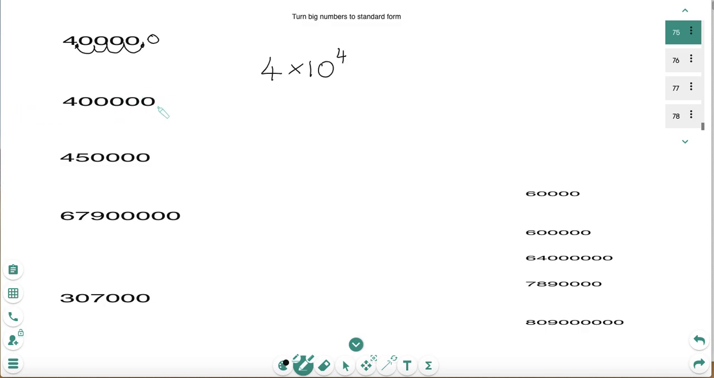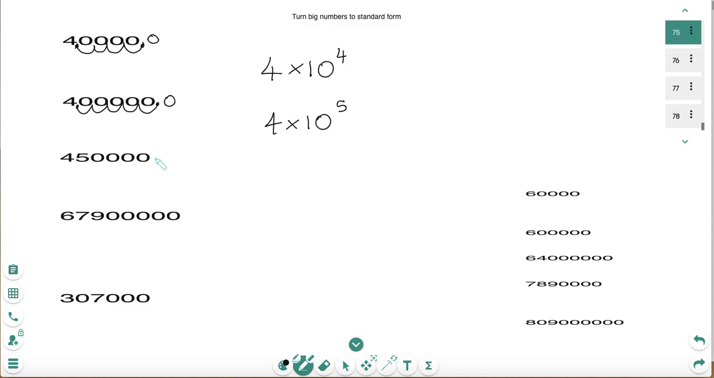Same thing here. 400,000 is the same as 400,000.0. Where would I move this decimal place so this number is between 1 and 10? Well, if I move it here, it's 40,000. Here, 4,000. Here, 400. Here, 40. Here, the number 4. I'll write down the number 4 times 10. My old decimal place was here. How many spaces from my new decimal place to my old decimal place? Well, 1, 2, 3, 4, 5. To the power of 5.